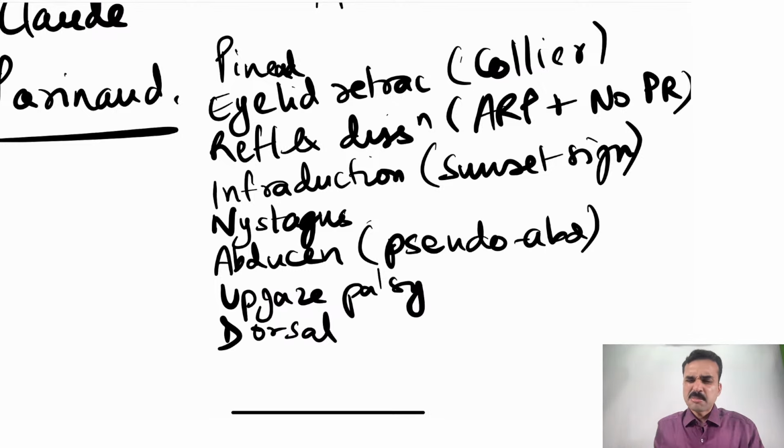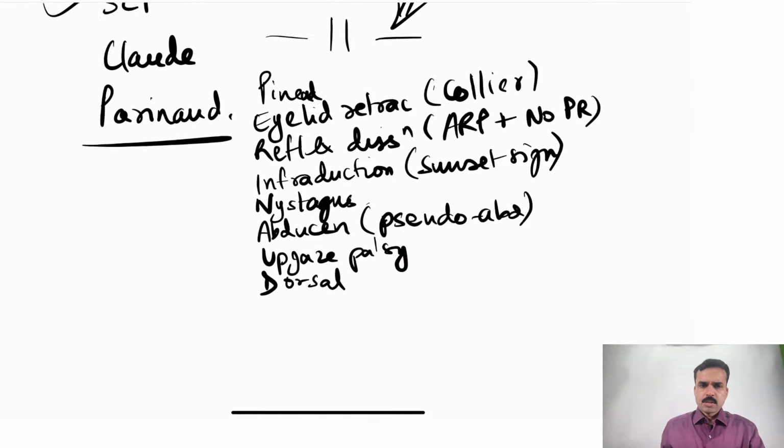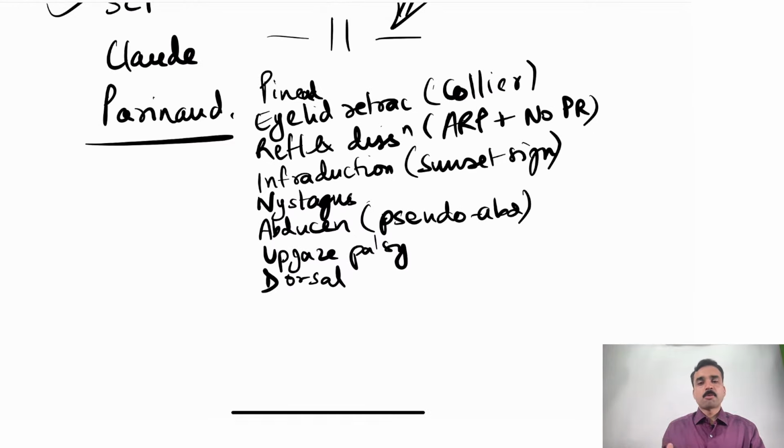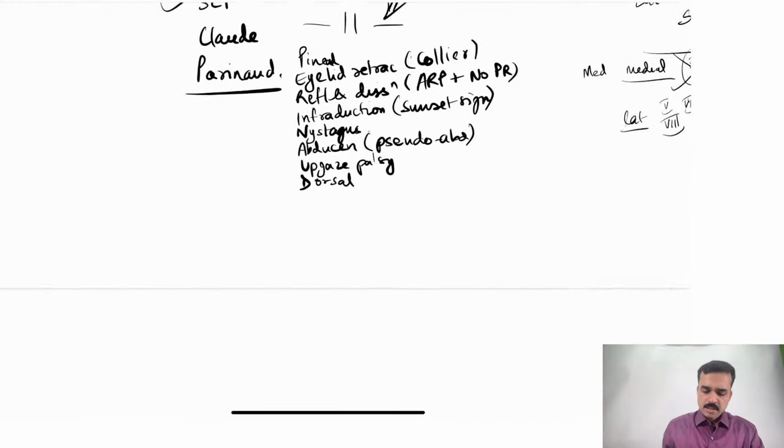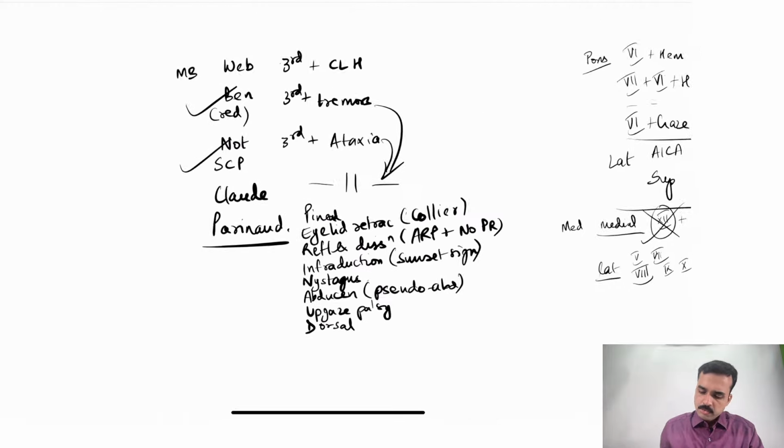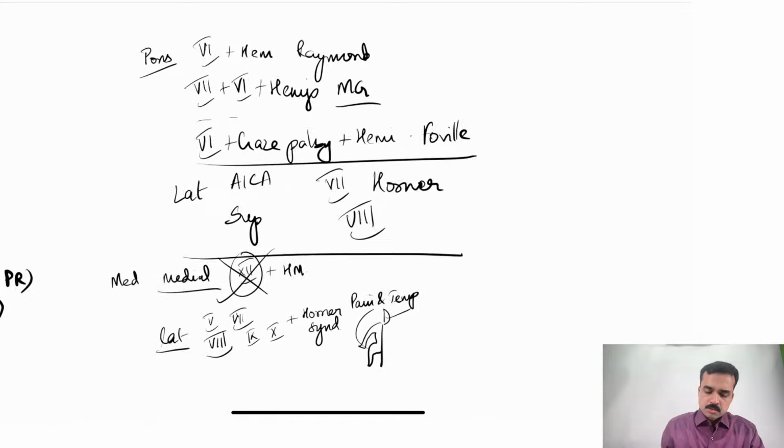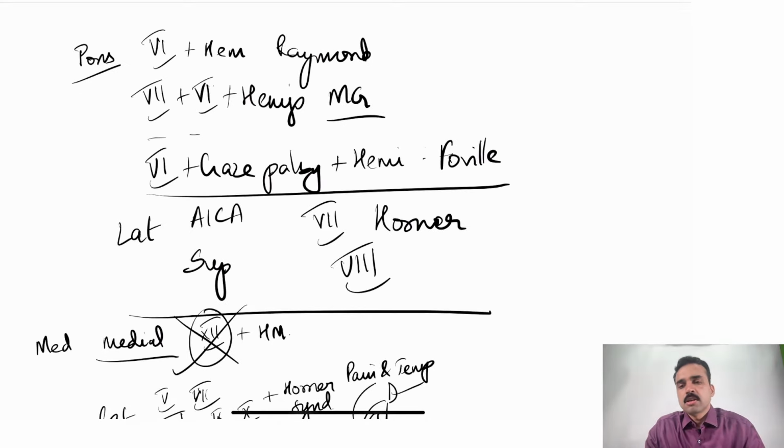So nystagmus, anybody? I'll wait for that answer. Right, so that's about the midbrain syndromes. What about pontine syndromes? We have a few pontine syndromes. These include, I've mentioned here, the Raymond syndrome, which is just a sixth nerve palsy with contralateral hemiplegia.